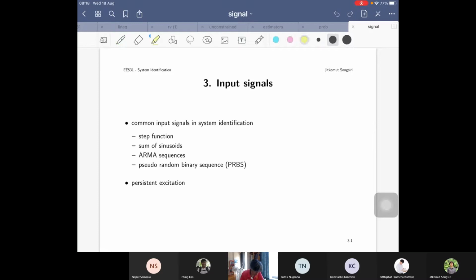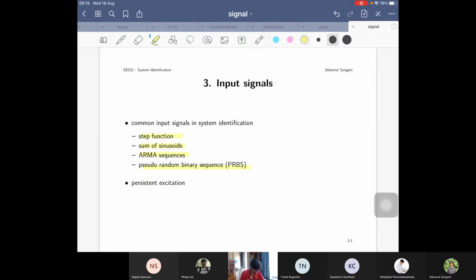We're gonna discuss about common input signals in system identification. These are functions that are commonly used in engineering applications as well: step function, sum of sinusoid with different frequencies, sequences generated from an ARMA process, and the last one, pseudo random binary sequence or PRBS.